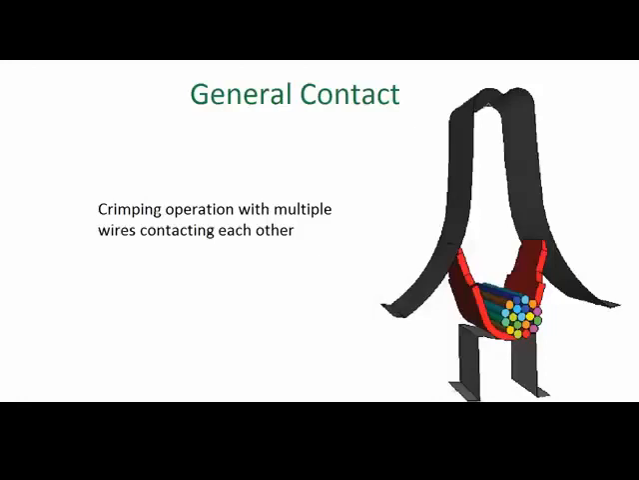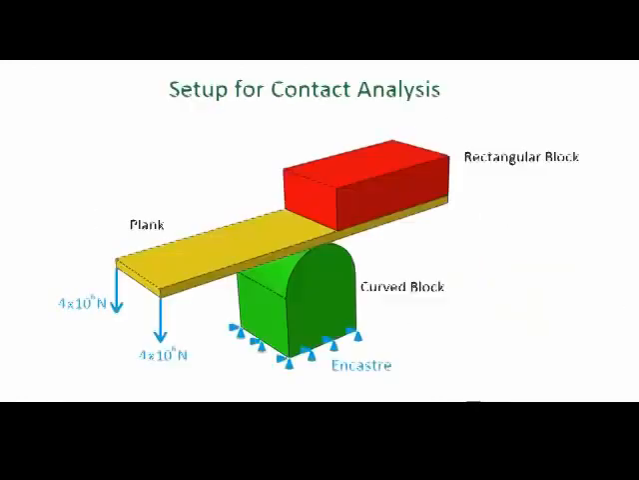In general contact, the analyst does not need to predict which surfaces may come in contact. Instead, Abaqus monitors the surfaces of all parts involved in the simulation and automatically detects contact between them. Therefore, you would only define general contact once in the simulation setup for crimping, and any contact interaction between any of the wires would be detected by Abaqus automatically.